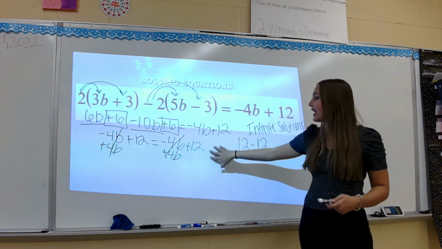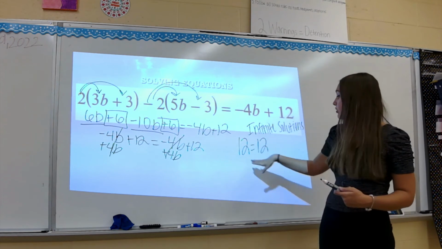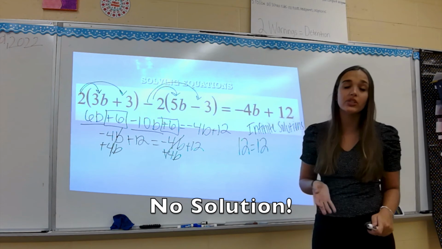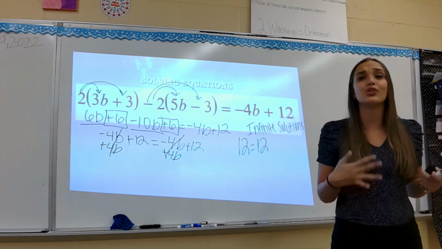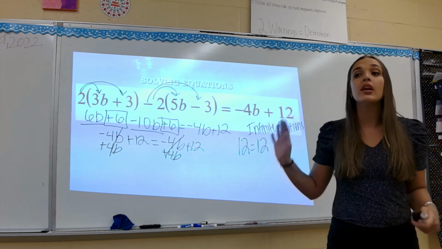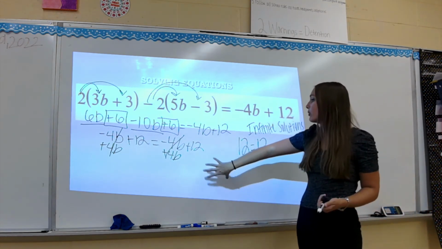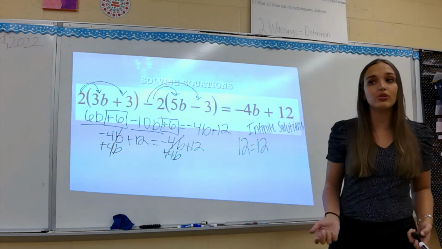For some reason, I got 14. The problem gave you 14. If this was 12 equals 14, however, that'd be no solution. My variables cancel out. I'm left with two constants that do not equal each other. It does not make sense. 12 does not equal 14. My answer would be no solution. So I wanted to show you a problem where we would have one of our unique cases where we have an infinite or no solution.